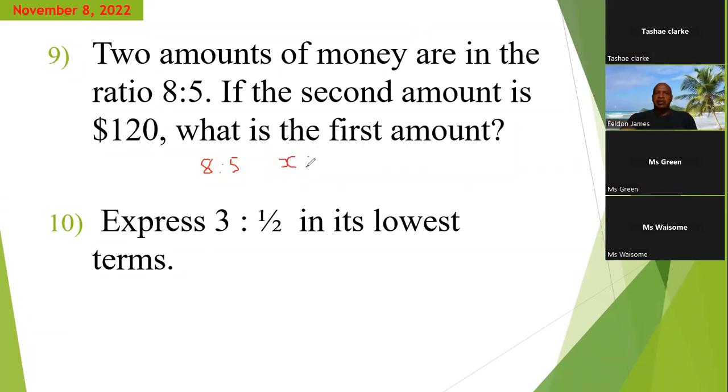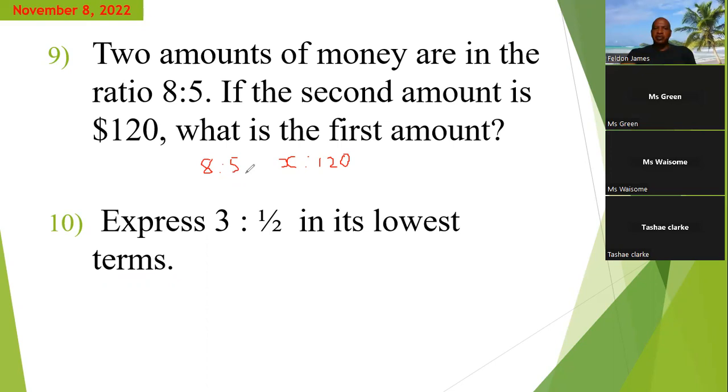Right. So clearly we're trying to find the first amount. So the first amount is X and the second amount is 120. I think what we had done was to write the 120 as the first amount. All right, let us just go back through this. Ms. Clark, you have something to say? Yes, sir, because it was puzzling me, sir, honestly. All right.